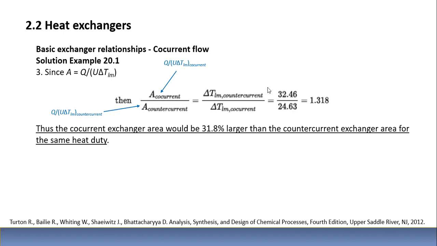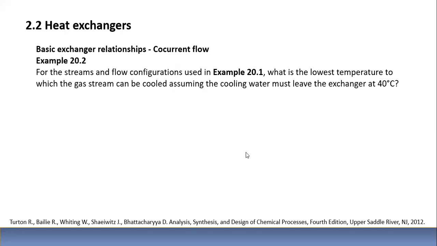This is just to show this difference: LMTD of the countercurrent configuration divided by LMTD of the concurrent configuration produces this 1.318, or 31.8% higher. The concurrent configuration will need to have a 31% higher area to obtain the same results as the countercurrent configuration.